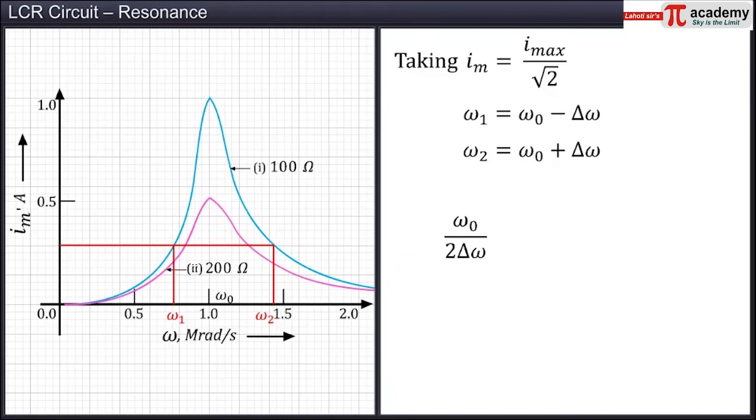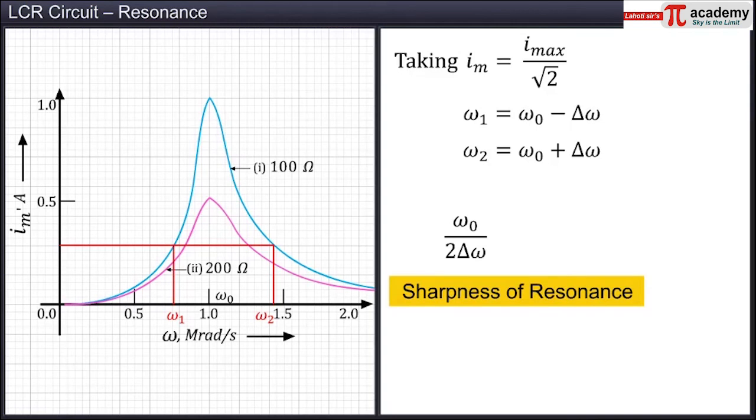The ratio of omega naught to 2 delta omega is a measure of the sharpness of the resonance. A larger ratio indicates a sharper resonance.